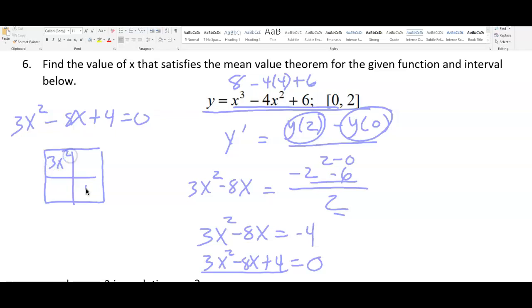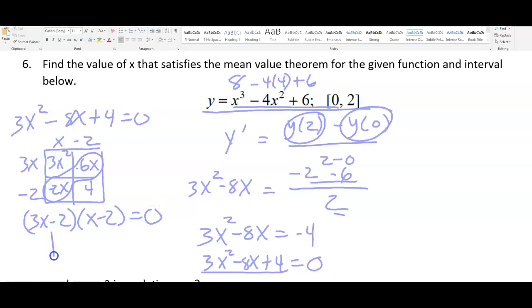3x squared and 4. 3x here and x here. 2 here and 2 here. 3 times 2 is 6. 2 times x is 2x. And sure enough, these can make 8 if they're both negative. So there we go. So this breaks apart into 3x minus 2 and x minus 2.